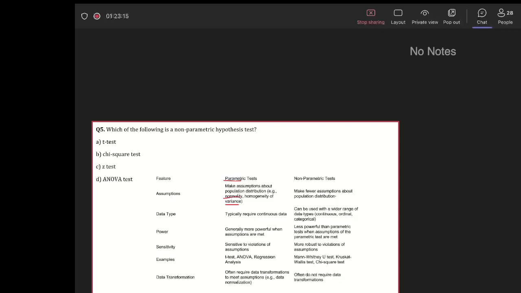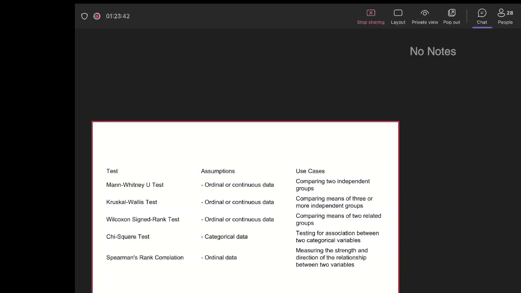So if you're not sure whether the data follows a normal distribution or not, then you can go for non-parametric testing. But the advantage with parametric testing is that it is more powerful than non-parametric tests. There are different types of parametric tests and different types of non-parametric tests, and chi-square testing is an example of non-parametric hypothesis testing. This is used when the data is categorical, and if you want to test whether two variables are associated or not, then you can go for the chi-square test.